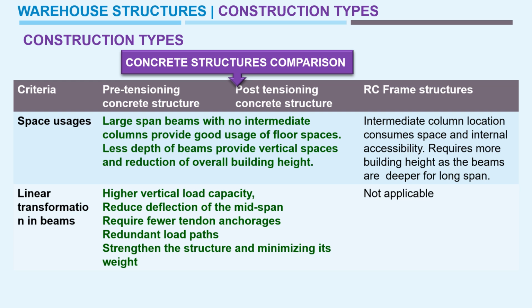Linear transformation in beams gives higher vertical load capacity, reduction of deflection at midspan, requires fewer tandem anchorages, and provides redundant load paths, strengthening the structure and minimizing its weight. So these are the positive linear transformations in beams, but in RC frame structures these are not possible.